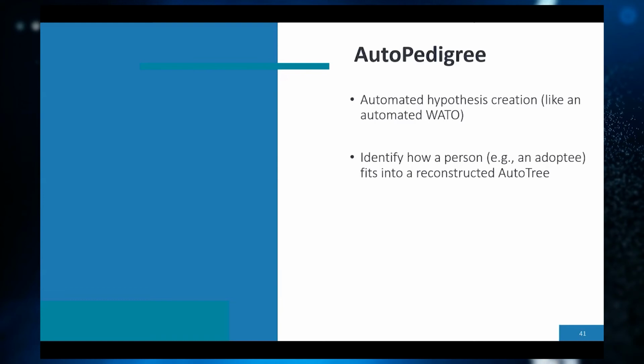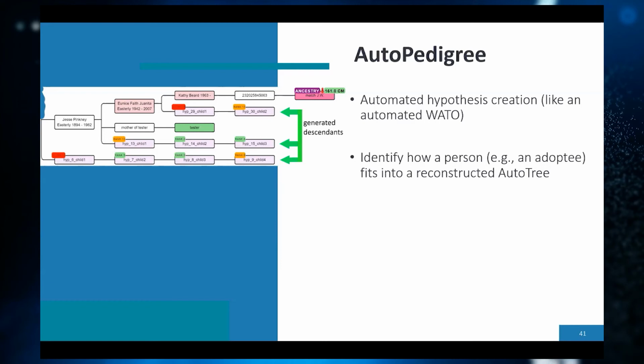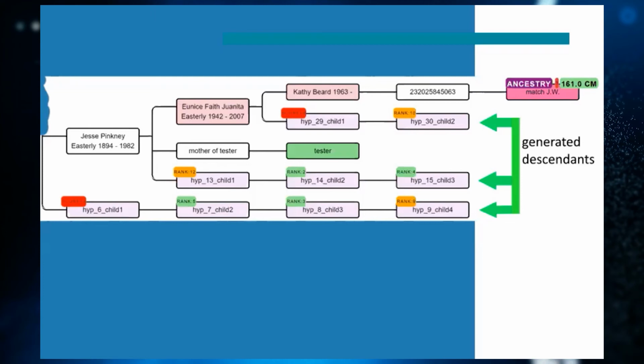So this is a very small tree. What it actually does is it makes the auto trees, and then for every common ancestor, it makes fake children, so hypotheses. And then it generates those descendants. And then for each of those descendants, it will do a WATO check and keep track of the results. And after a while, it can rank the results and find out what is the best place where I should be.